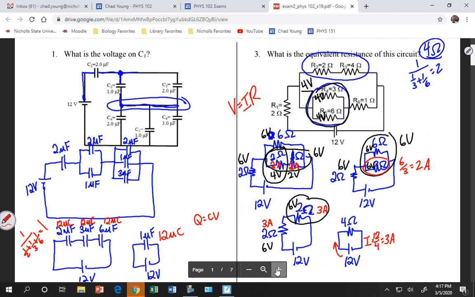Once I have the charge and the capacitance, I can figure out the voltages. V is equal to Q divided by C. So that's going to be 6 volts, 6 volts, and 6 volts. No, I'm sorry, not 6, 6, and 6. 6, 4, and 2. Where's my eraser? There we go. 6 volts, 4 volts, and 2 volts.